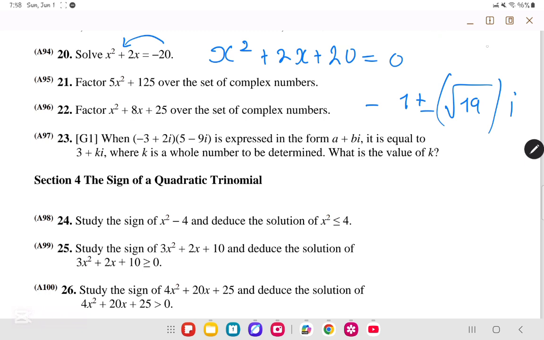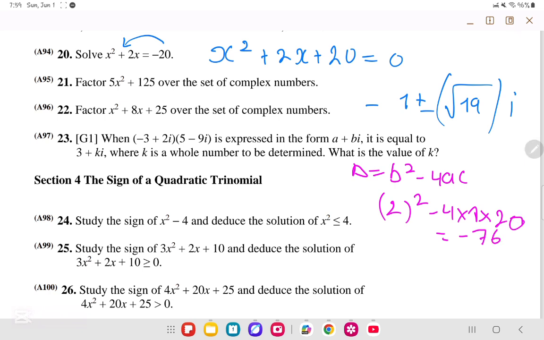Now for the people who don't have this function on your calculator, how are we supposed to do this? In order for us to be able to do this, we will need to first find the discriminant. Discriminant is b squared minus 4ac, so it's going to be 2 squared minus 4 times 1 times 20. Put it on your calculator. You will get an answer of minus 76, okay?